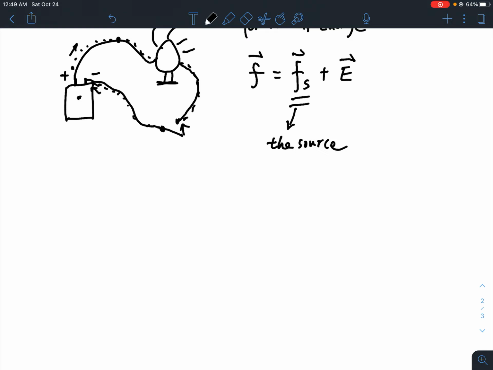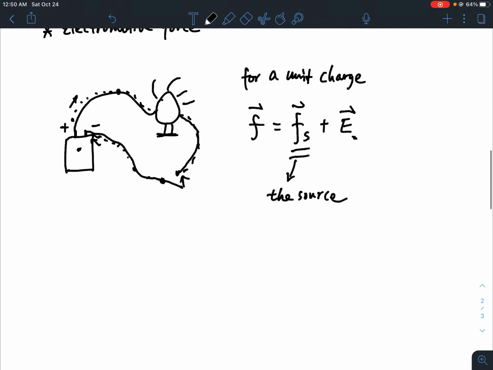For the example that I showed here, the source is really just a battery. And then there is this electrostatic force, which really forces charged particles to move through the wire. Because here we use the unit charge, Q times E really equals E. So this is what we have.